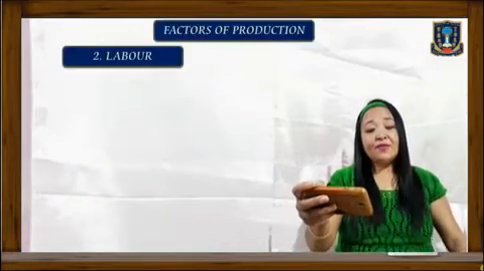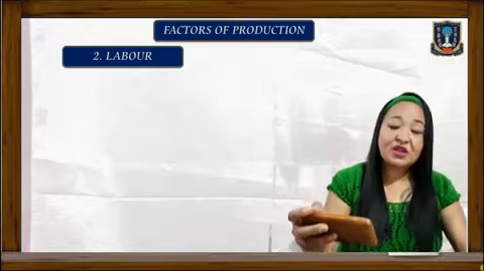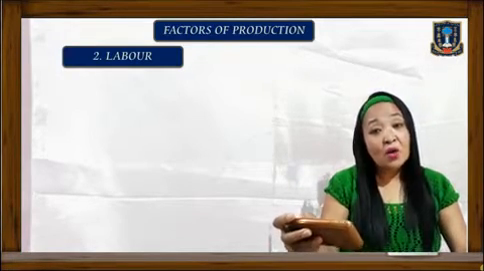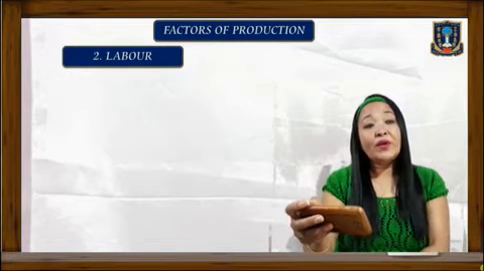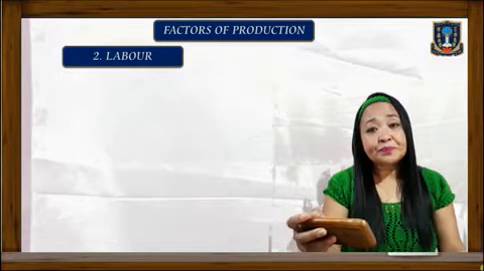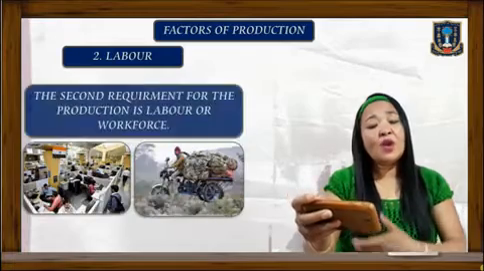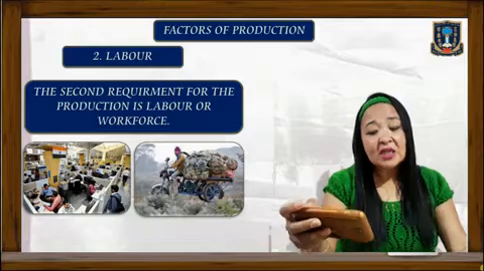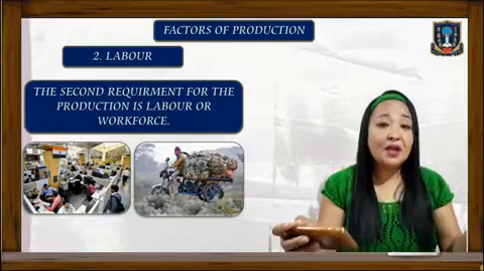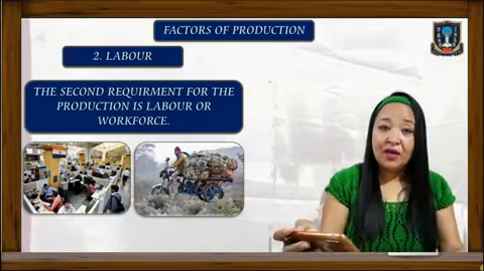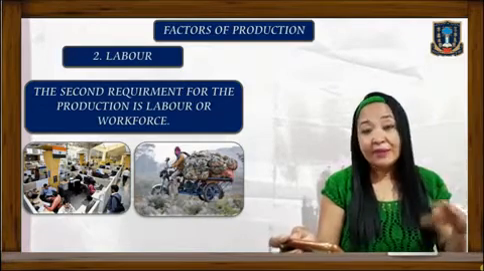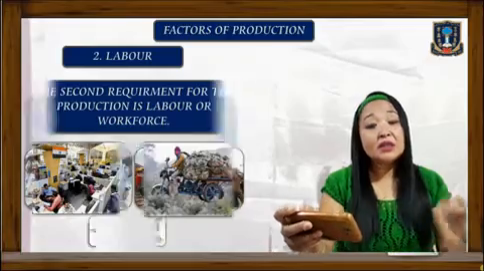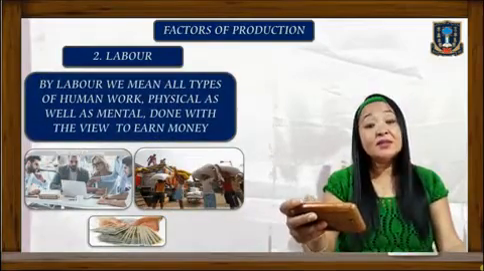So what is the second factor then? Well, the very second requirement for production is labor or the workforce. When we say labor, by labor we mean all types of human work, whether it is physical or mental, which has been done with a view to earning money. So that's labor. The second factor of production is labor. First is land, and then labor.